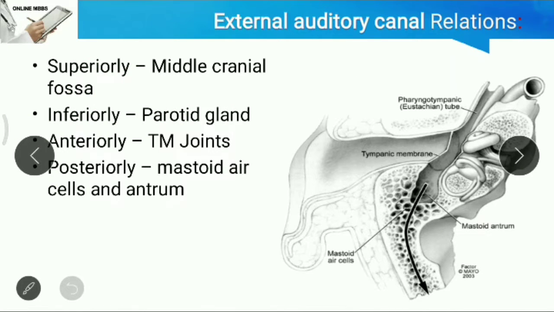External auditory canal relations. Superiorly there is middle cranial fossa, whereas inferiorly there is parotid gland. Anteriorly temporomandibular joint, whereas posteriorly there is mastoid air cells and antrum.